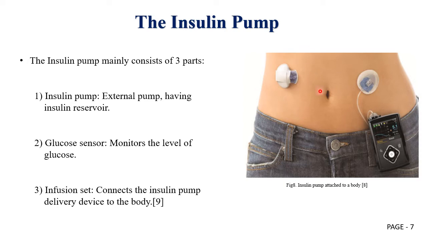It is having a glucose sensor where I am pointing the cursor. So with the help of the glucose sensor, it is able to sense the amount of glucose present in our bloodstream, and from the sensor, it is sending the data to the insulin pump. So the insulin pump is basically an external pump having insulin reservoir inside it. So the pump will pump the insulin directly in our bloodstream with the help of infusion set. So the infusion set is basically a pipe which is connecting the pump to our body.